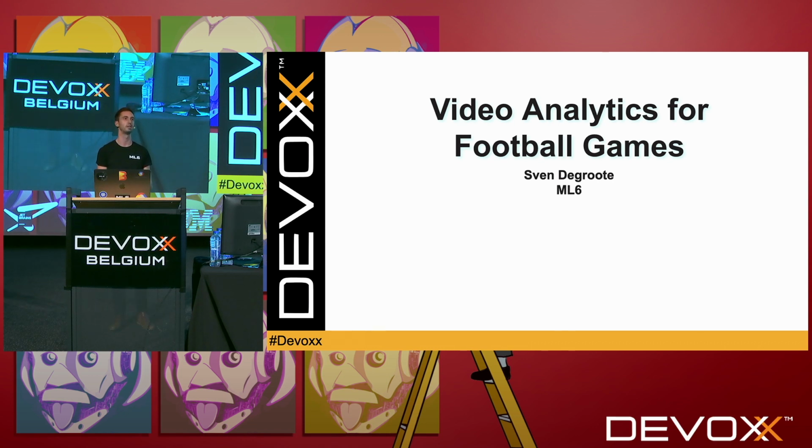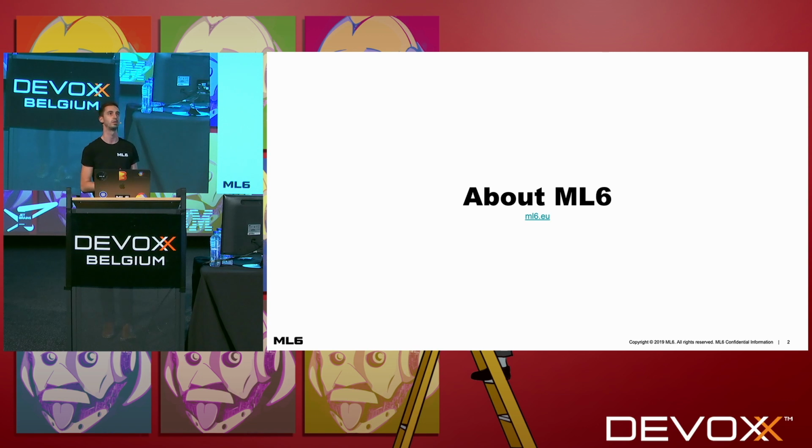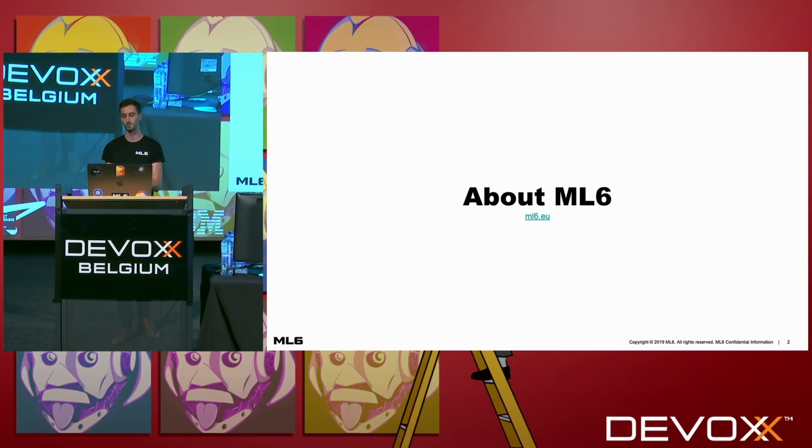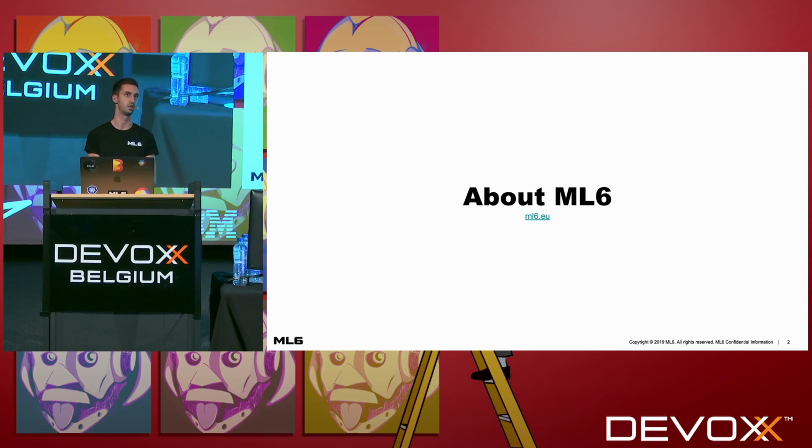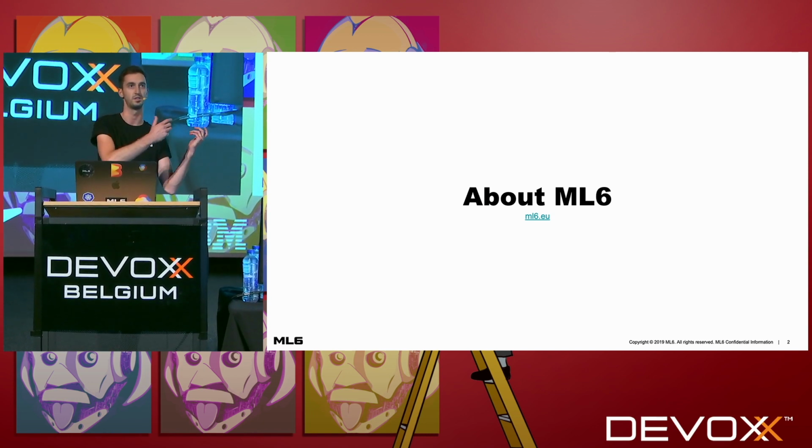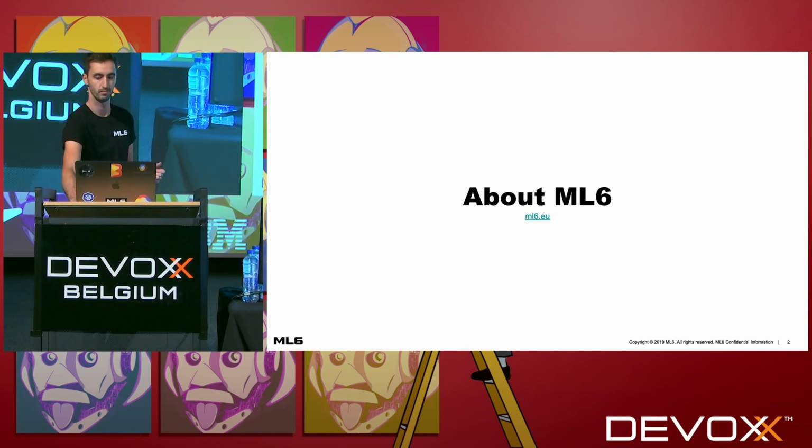My name is Sven Degroote and I'm a machine learning engineer working at ML6. Very shortly going to cover ML6. We are a consulting services company specialized in machine learning. We are a Google Cloud partner since 2014 and we mainly work together with customers to try to solve their toughest challenges. And one of these challenges is the use case I'm presenting today.